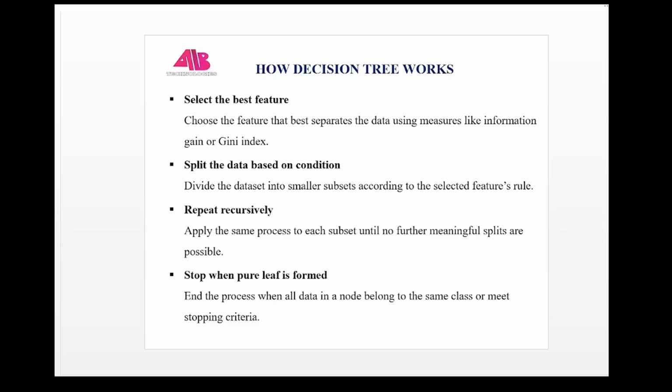And then repeating the process. Now here's the key idea. The same process is repeated again for each new group. Again it looks at the features. Again it chooses the best one. Again it splits the data. This is why it's called a tree, because it keeps growing branch by branch.